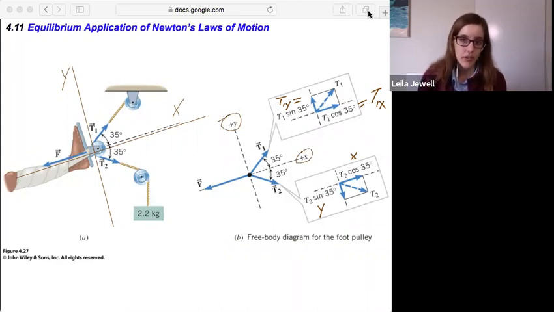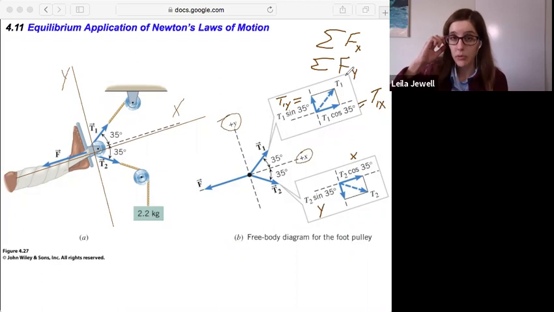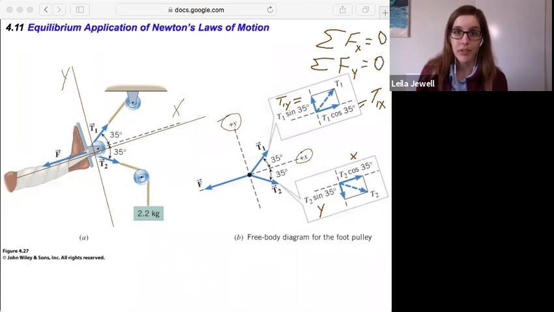Once we have it in terms of the x and y components, now we can go back to our standard summing up the forces in the x direction and summing up the forces in the y direction. And because this is equilibrium, because it says that this isn't moving, that tells us about the acceleration. What is the acceleration in both the x and the y direction? It has to be equal to 0. There's no acceleration, so there's no net force acting on the system. The foot is stationary. It is going to stay there.